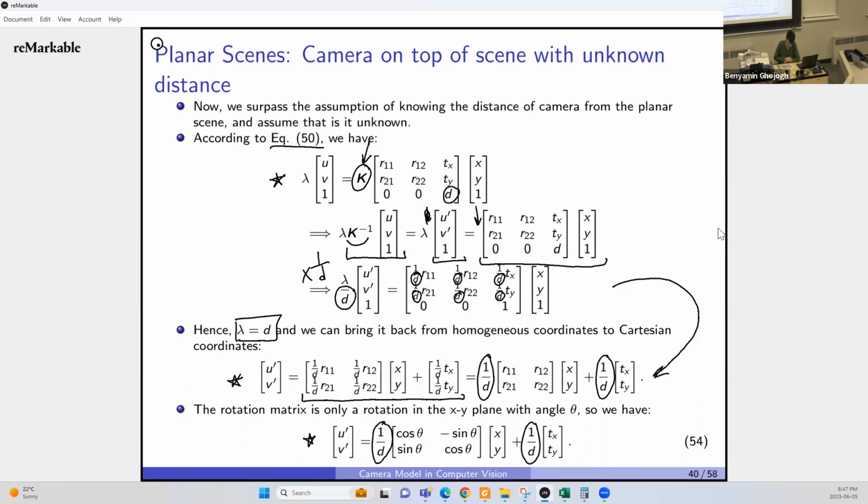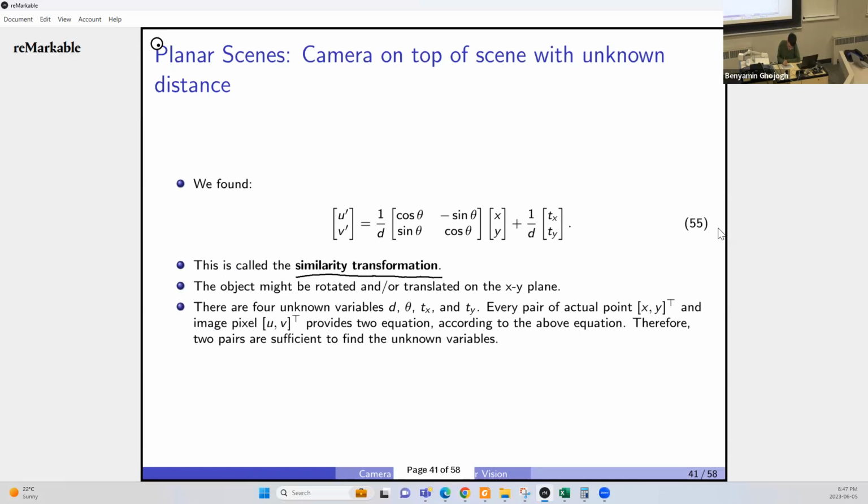So I'm repeating it here. This is called similarity transformation. These are just namings in the Prince book. I will show you the references at the end. The object might be rotated and or translated on the XY plane. There are 4 unknowns now. In the previous case, we had 3 unknowns. Now, the variable D is unknown. Again, every pair gives us 2 equations. Therefore, in this case also, we need 2 pairs.